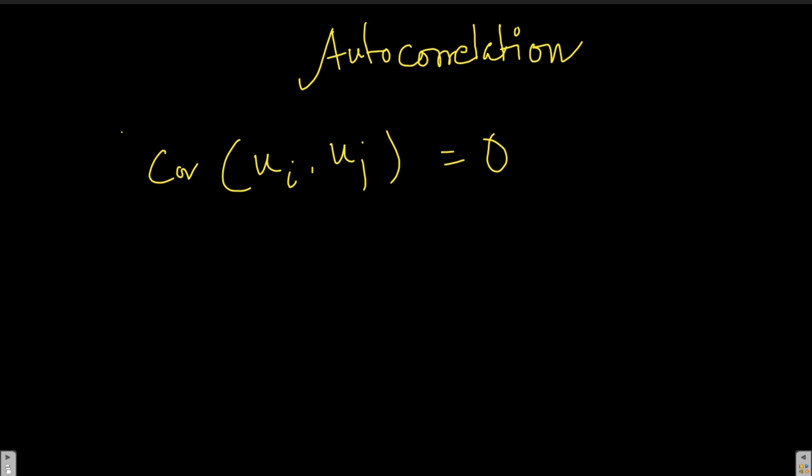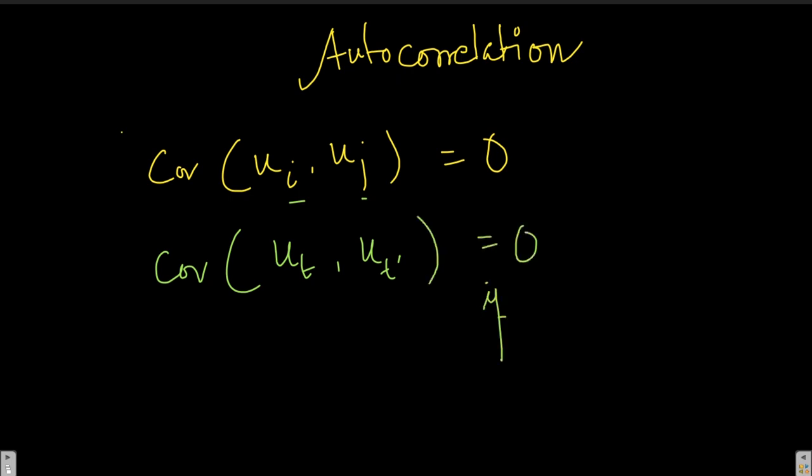Now, particularly for autocorrelation, we use the term t instead of i and j. So how do we write that? We write it as the covariance of ut and ut prime, let's say, is equal to 0. So that is what we have to have if autocorrelation is 0. Now, why do we have these different notations?